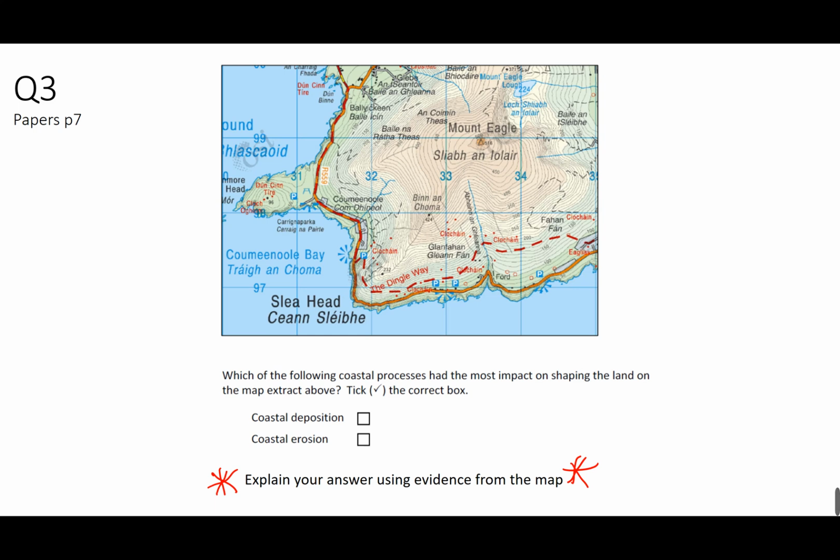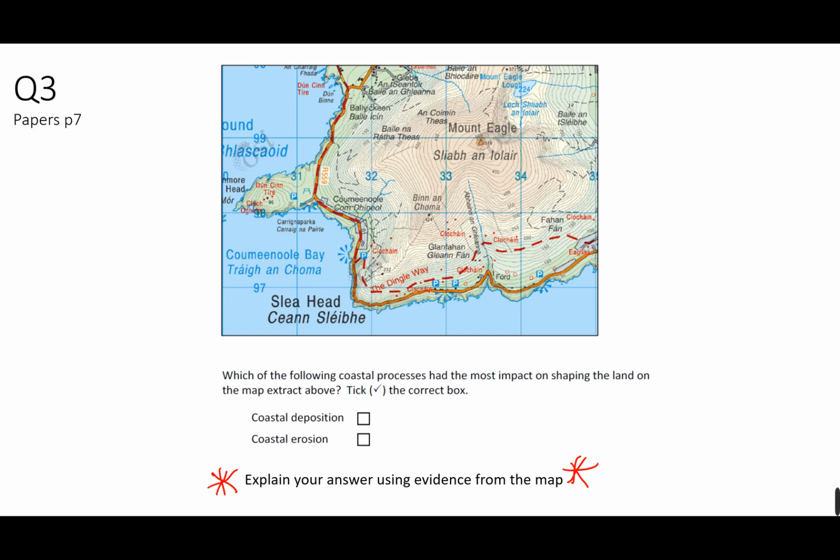If you went for coastal erosion, then what you'd want to do is say, I know coastal erosion has had most impact because there are many features of coastal erosion. So what are the features of coastal erosion? Can you see sea stacks? Can you see cliffs? Can you see headlands? Okay, so that's what you want to do, is you want to be able to identify features that match that process.